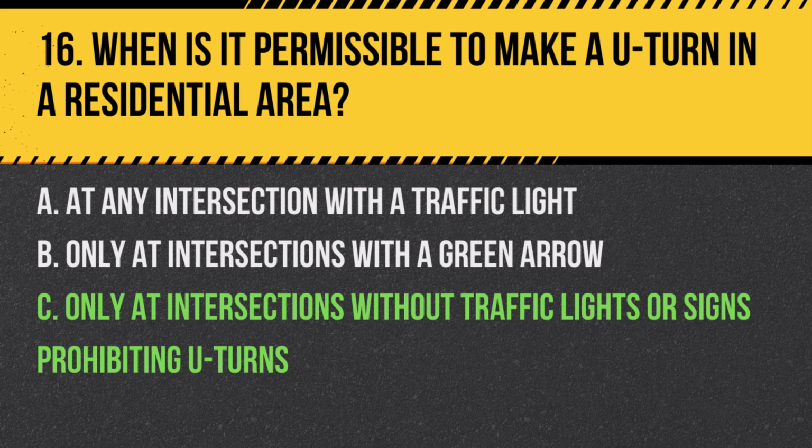In a residential area, you can make a U-turn at intersections without traffic lights or signs prohibiting U-turns, provided it can be done safely and without obstructing traffic.